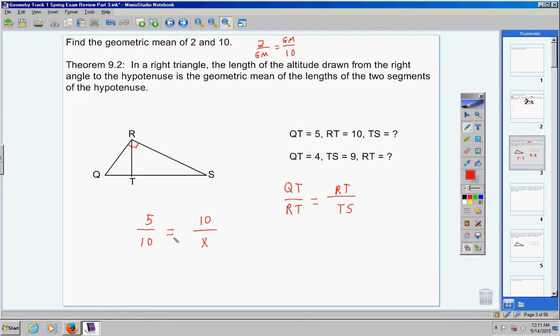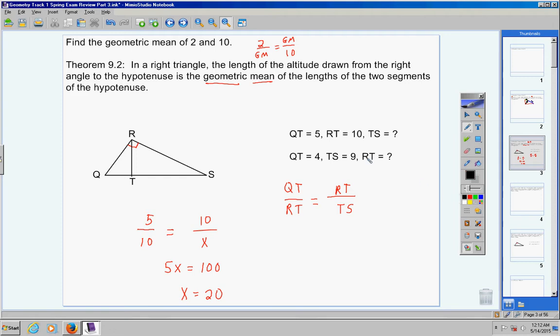Look how easy this is. 5 times X is 5X. 10 times 10 is 100. Divide both sides by 5, and X equals 20. Students, this is the key right here. When you get this formula written correctly, everything else falls into place. And how did I write this formula? Ask yourself which segment is the geometric mean and write that segment twice diagonally. Everything else should fall into place.